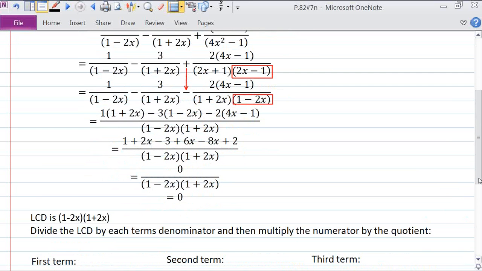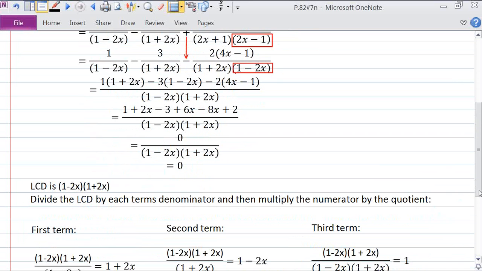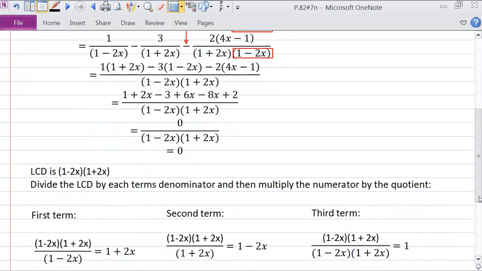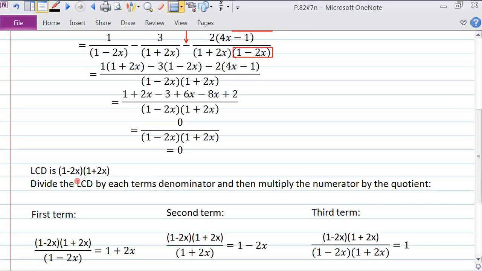Now, what's the next step? Well, we find the lowest common denominator, which is 1 minus 2x, 1 plus 2x, 1 minus 2x, 1 plus 2x. That's the lowest common denominator. And divide the lowest common denominator by each term's denominator, and then multiply the numerator by the quotient.